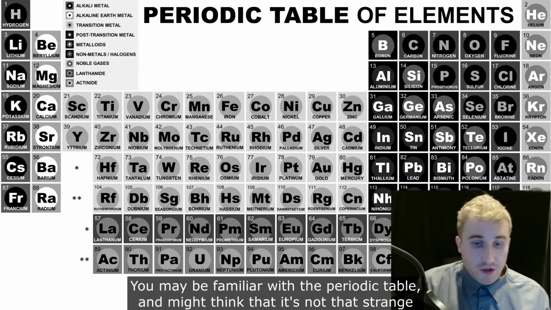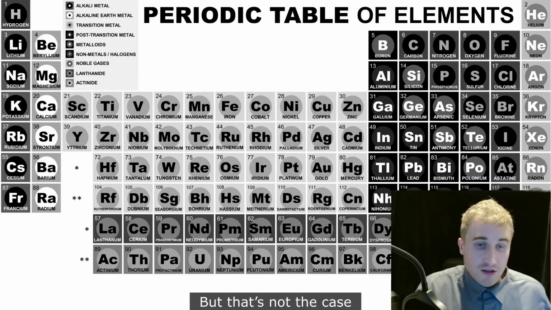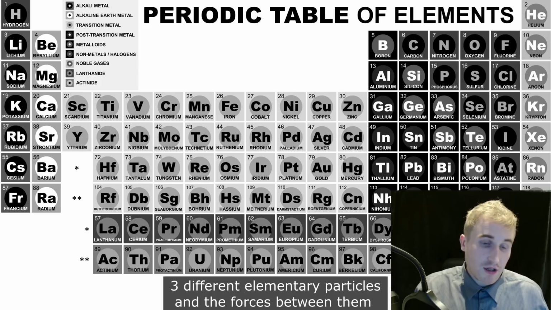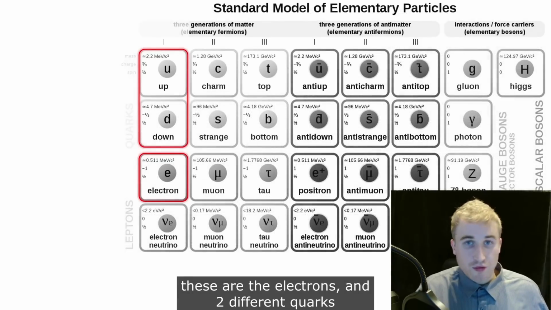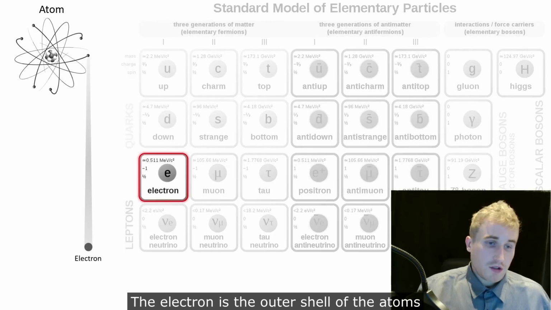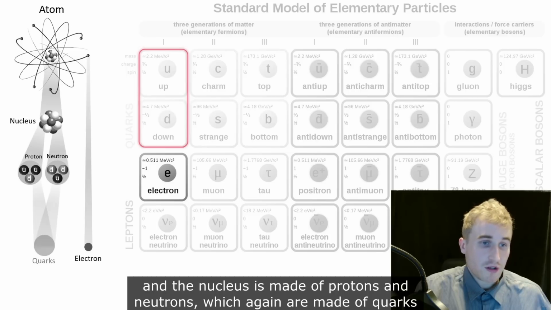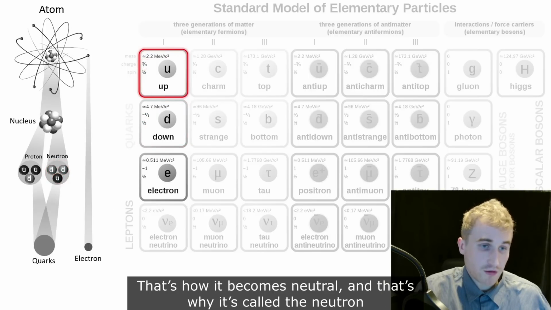You may be familiar with the periodic table and might think that it's not that strange that we need 18 different fields to make up that big diversity of elements, but that's not the case. All the elements in the periodic table are made of just 3 different elementary particles and the forces between them. These are the electrons and 2 different quarks. The electron is the outer shell of the atoms, and the nucleus is made of protons and neutrons, which again are made of quarks. A neutron is made of 2 down quarks that become equalized by 1 up quark. That's how it becomes neutral, and that's why it's called a neutron.